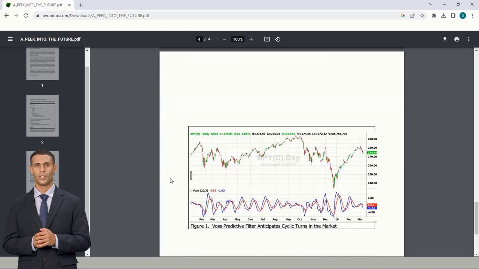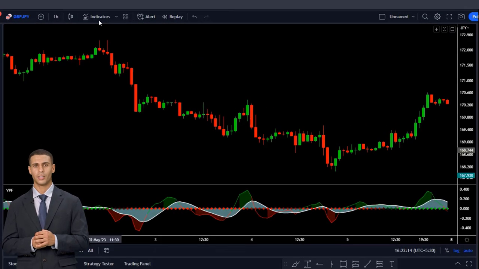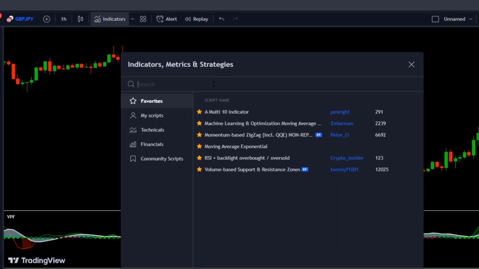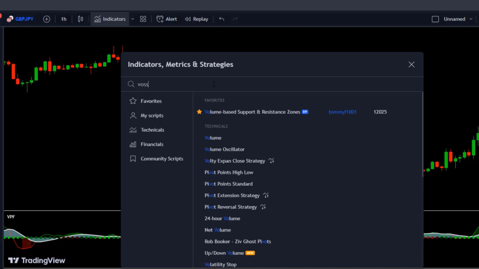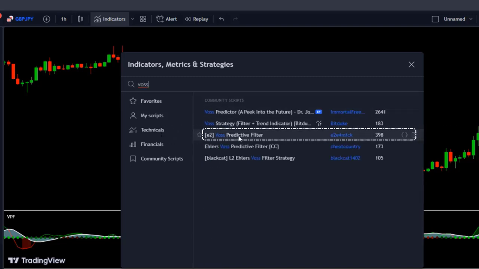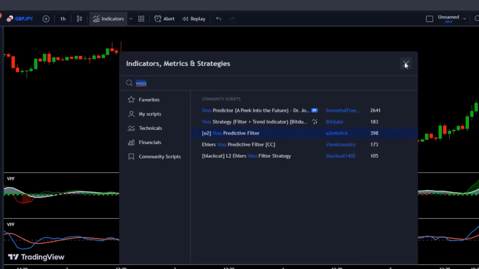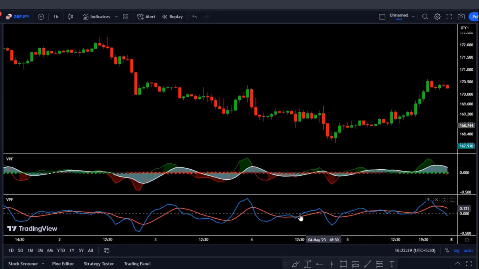This is the original version of VOS Predictor introduced by John Ehlers, which is a little different from the one that I have added to this chart, which I'll explain the differences. So don't worry, we can still have the original version here in the indicators. Again, we search VOS, and if we add this one, VOS Predictive Filter. This is exactly the original version that was introduced by John Ehlers.